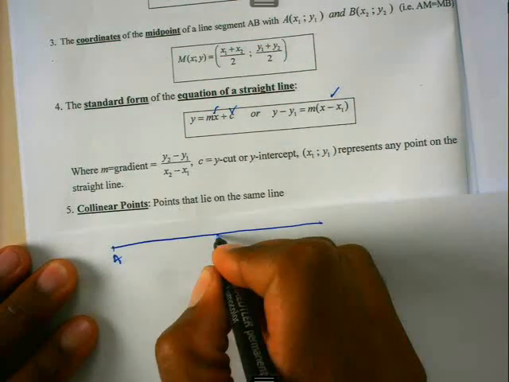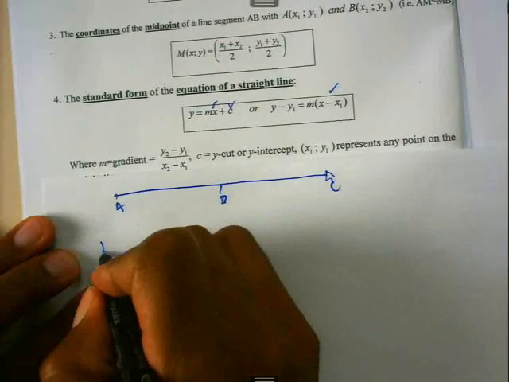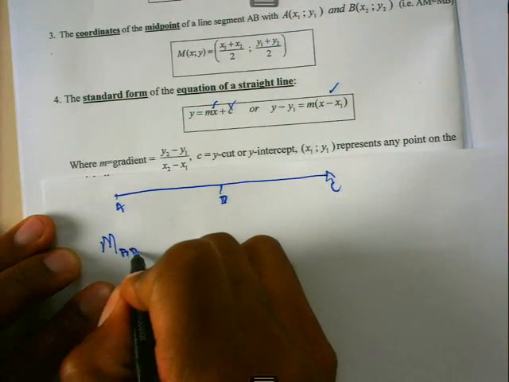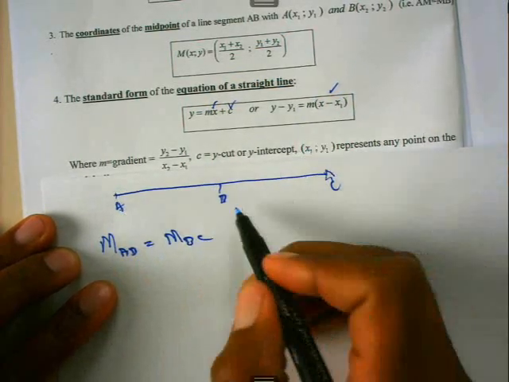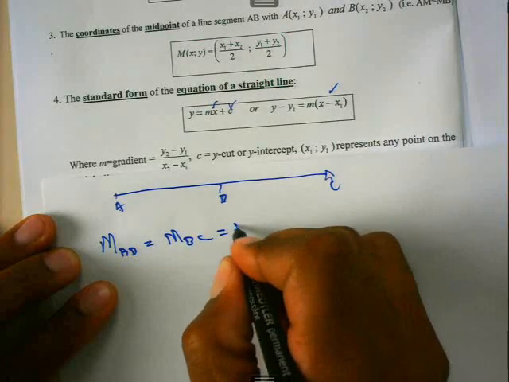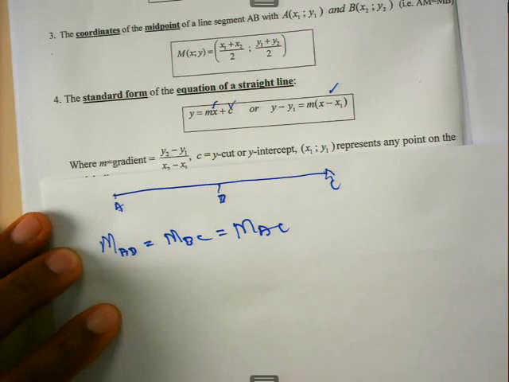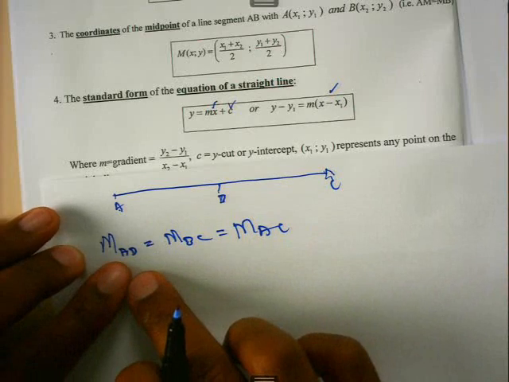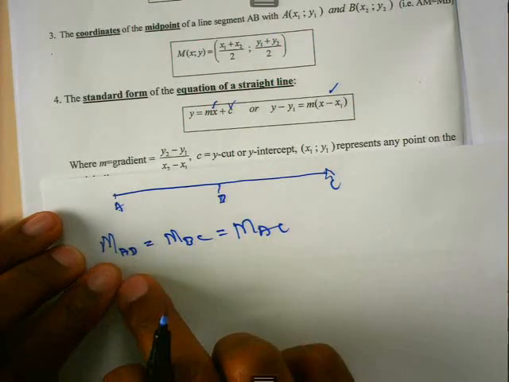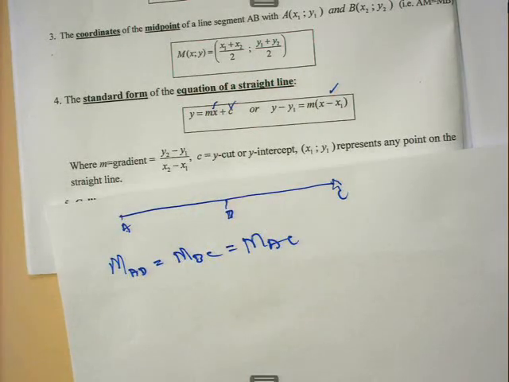If this is A, this is B, and this is C, then we agree that the gradient of AB is equal to the gradient of BC. The gradient of AB is equal to the gradient of BC is equal to the gradient of AC. It's very, very important. Then, of course, we'll look at the given information and you choose. Either you take the gradient of AB equals the gradient of AC, or you take the gradient of AB equals the gradient of BC. This will just depend on the type of the questions that you have, right?